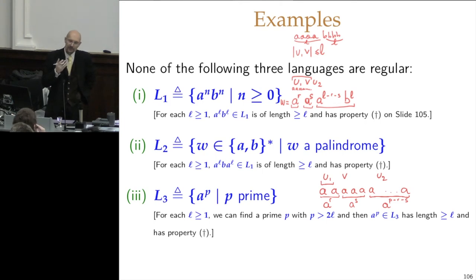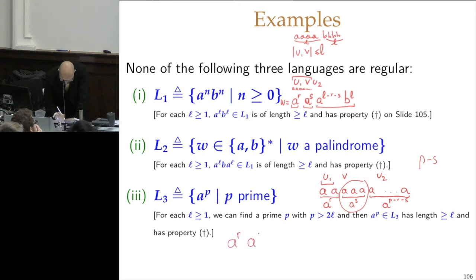So if I try to pump this string, I want to prove that if I pump this string, I will obtain something that is not in L3. Well, let me pump this string by the crafty exponent n equals p minus s. So if I repeat this v part p minus s times, then the resulting string will be a to the r, a to the s to the p minus s, a to the p minus r minus s.